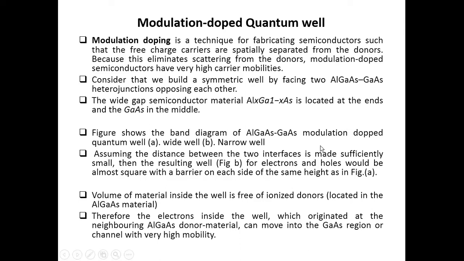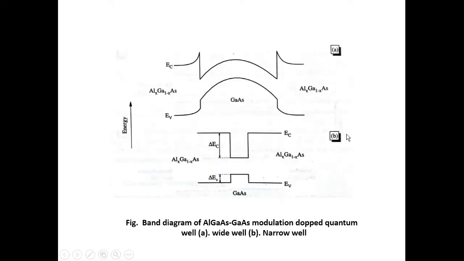So the figure shows the band diagram of an aluminum gallium arsenide modulation doped quantum well, wide well and narrow well. Then we will see this one. See here the band diagram of aluminum gallium arsenide modulation doped quantum well. So figure A gives a wide well. This is a wide well.